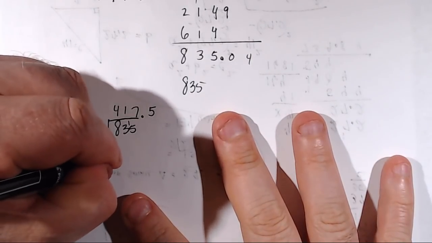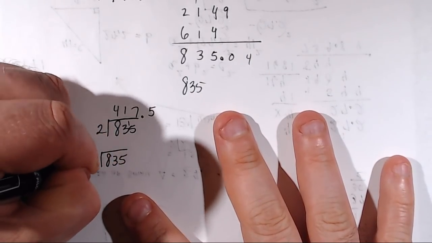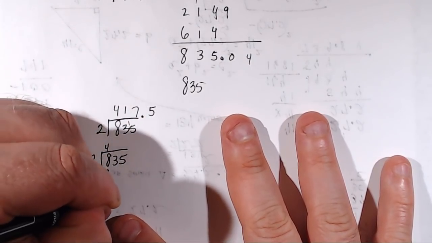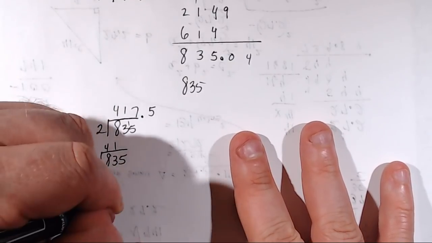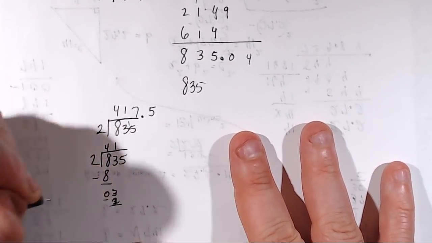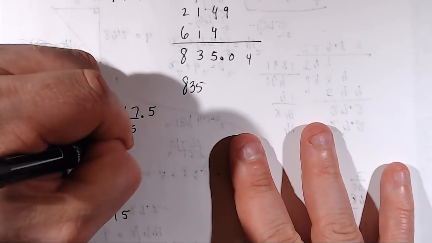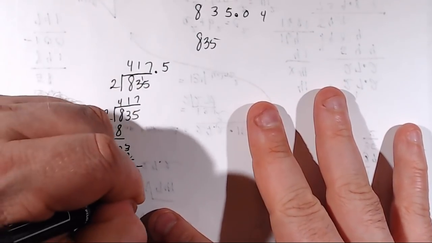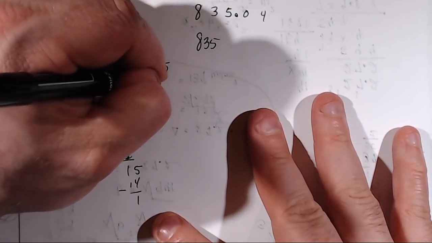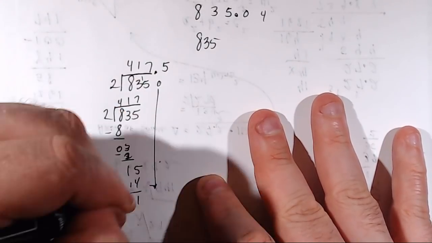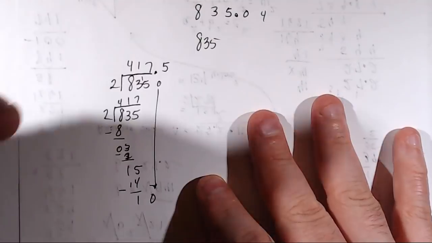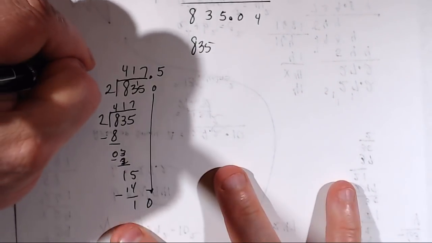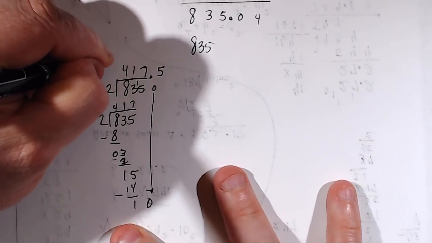So just to show what I did there, I was doing it in my head. 2 goes into 8 4 times. 4 times 2 is 8. 8 minus 8 is 0. 2 goes into 3 1 time. 1 times 2 is 2. 3 minus 2 is 1. 2 goes into 15 7 times. 7 times 2 is 14. 15 minus 14 is 1. So we put a dot and we invent a 0 and bring it down. 2 goes into 10 5 times. So 417.5. That's the area. This is the area of the bigger triangle.